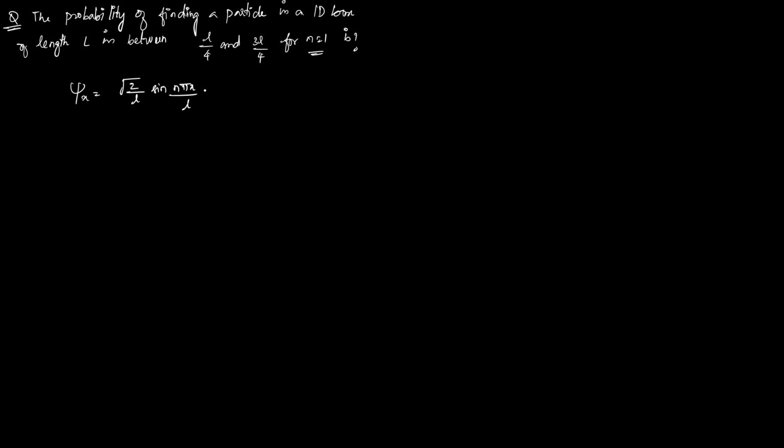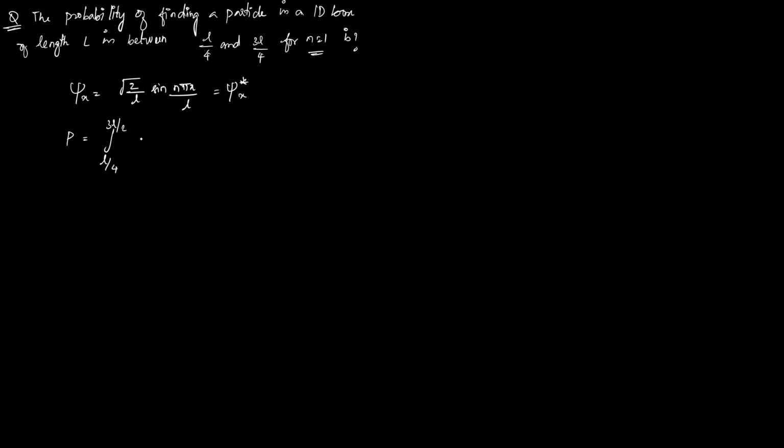Okay, and we also know that this is going to be equal to its conjugate also, because there are no imaginary terms here. So if you write the probability between your limits, it is going to be equal to the integral of psi into psi star dx. So between the limits L by 4 and 3L by 4, we multiply psi of x into psi of x star.